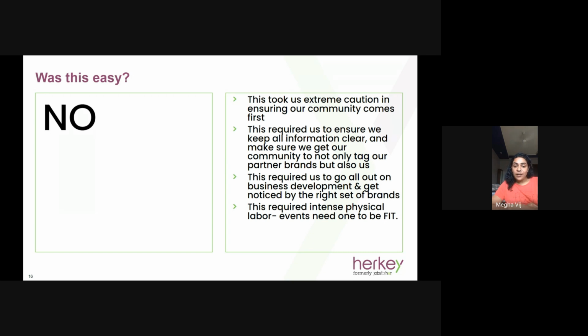And of course, this required intense physical labor. Events are not an easy task. A lot of times I've had to pick up heavy boxes of, let's say, Chefling's products and place them on display. There'll be times when you may not find help at the venue, so there's a lot of physical labor involved. When you're at an event, you're running around from one place to the other, coordinating, making sure that your guests are happy, your community is happy. So this required intense physical labor and it required me to really be fit. But that I would think is a beautiful advantage of being in this particular field of work.